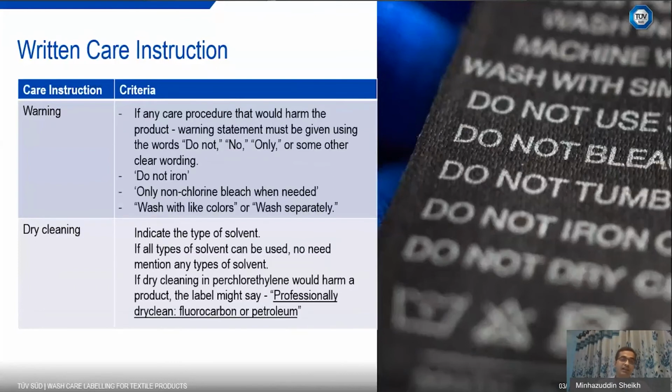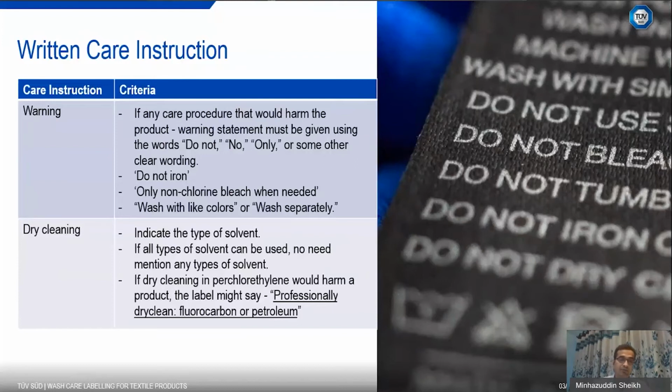And then warning instruction is also required to be indicated for the consumer if any care treatment can harm the product. Warning instructions often use words starting with do not, no, only, like do not iron, do not bleach, only non-chlorine bleach when needed, wash with like colors, wash separately. So these are basically warning information the consumer needs to take care of while washing the product.